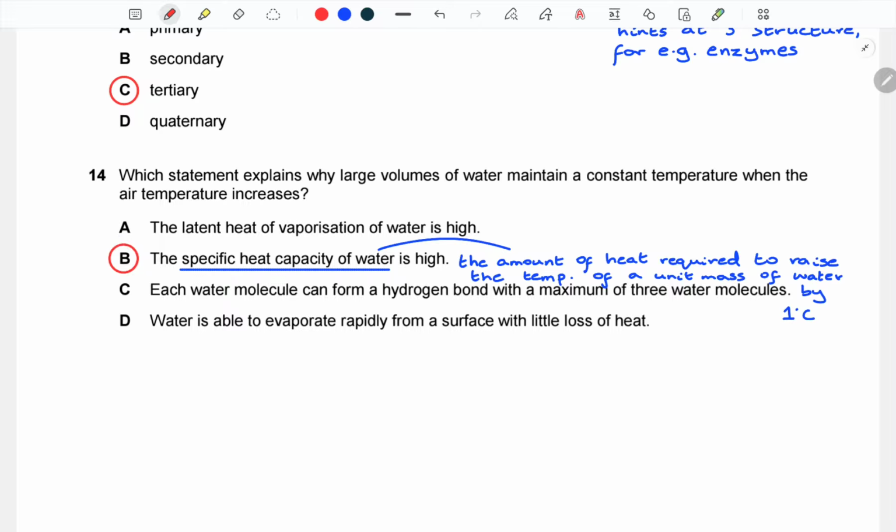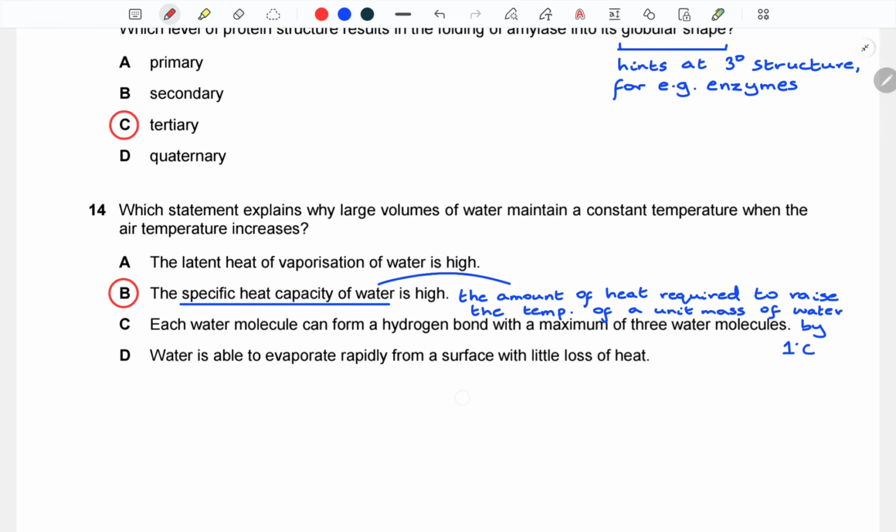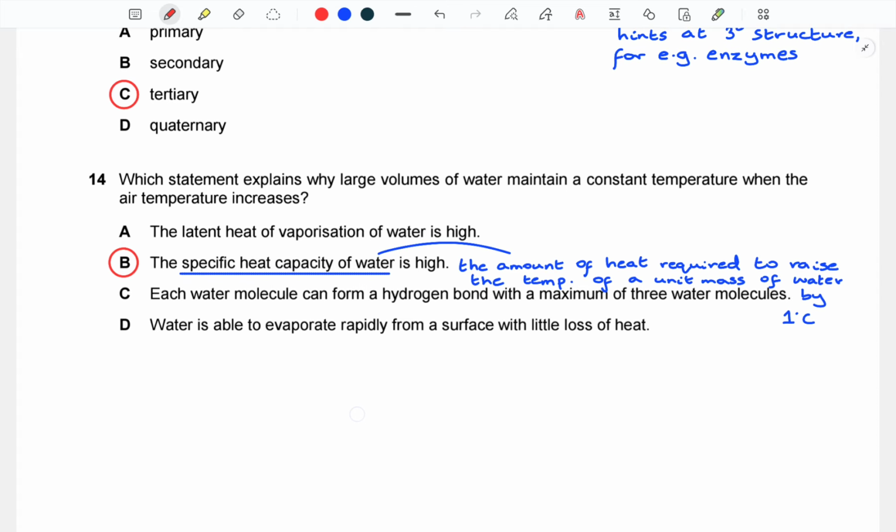By specific heat capacity, I'll just run through it. It is basically the amount of heat required to raise the temperature of a unit mass of water by 1 degree Celsius. So that is what maintains a constant temperature of large volumes of water, which is very important for life as it is.